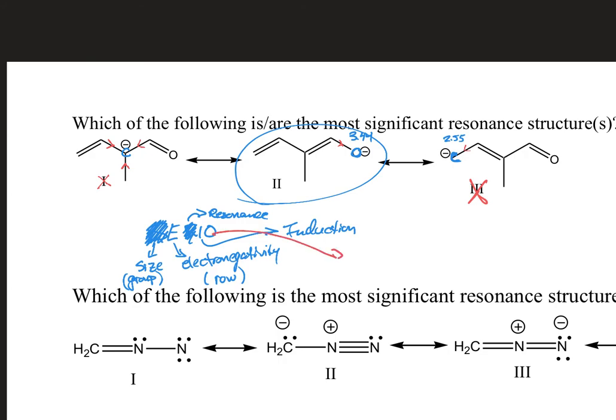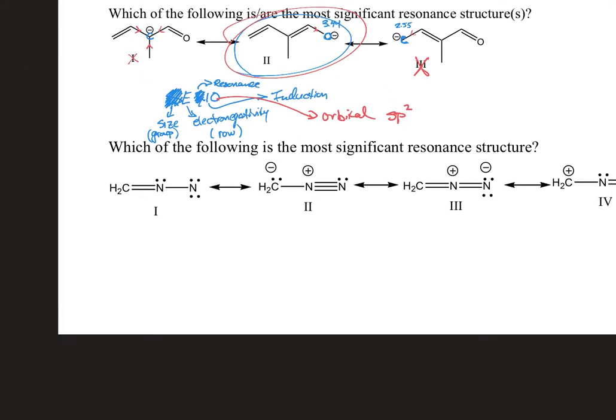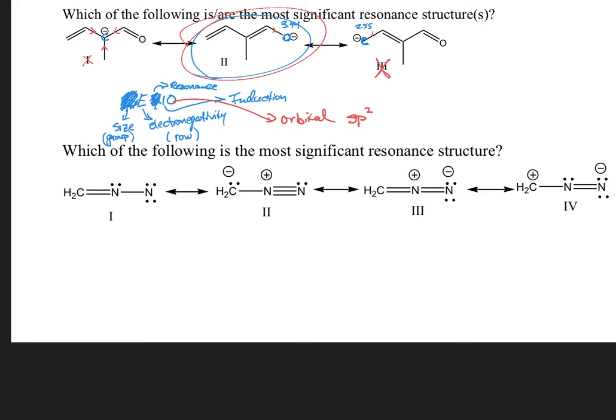And then the last one is the orbital hybridization. In each case, they're all of them sp2 hybridized. So there's no difference in their electronegativities. So again, it's just the one in the middle. And finally, which of the following is the most significant resonance structure down here?